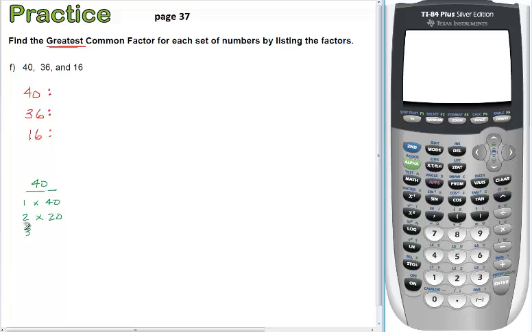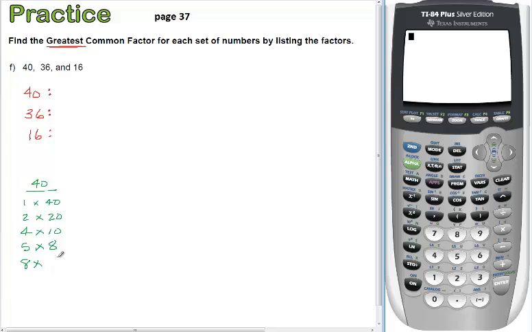3 next. No, 3 doesn't go into 40. So we'll get rid of that one. 3 is not a factor. What's the next factor? Try the next number, 4. Yes, 4 works. 4 times 10. Try 5. 5 times 8. So 5 works as well. Try the next number, 6. Now 6 sevens are 42, not 40. No, 6 doesn't work. Try 7. 7 doesn't work.